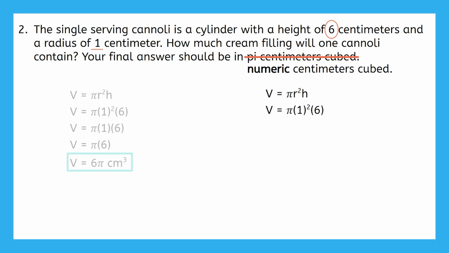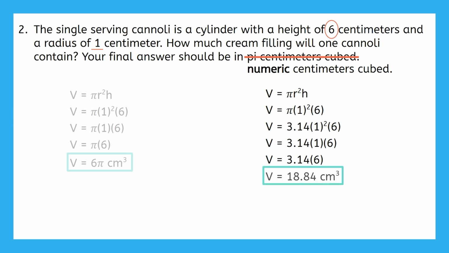So up until about here, it's the same, but now instead of going straight to the exponent, you have to substitute 3.14 in place of pi. So it's V equals 3.14 times 1 squared times 6. 1 squared is 1. Then we multiply left to right. 3.14 times 1 is still 3.14. Then multiply that by 6 for the final numeric answer, 18.84 cubic centimeters. Thanks for your help.